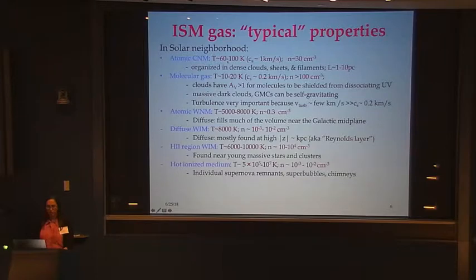So the typical temperatures are in the range of about 100 Kelvin, so this is quite cold. I also wrote down here the corresponding sound speed, which is about 1 kilometer a second, and typical density of about a few tens of particles per cubic centimeter. So these cold clouds tend to be organized in structures. They're not, the theorist's picture is this round cloud.